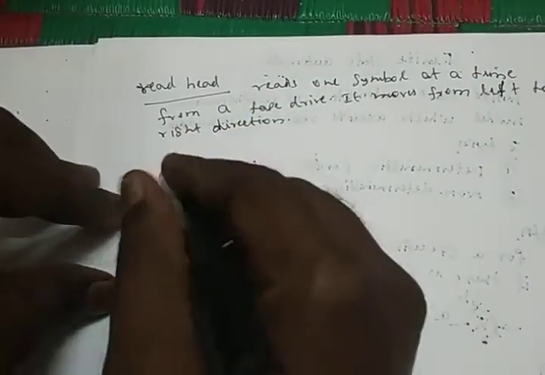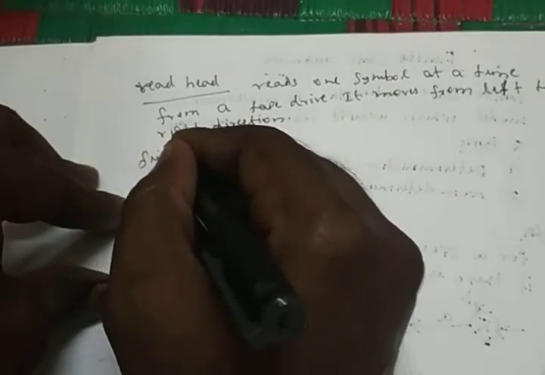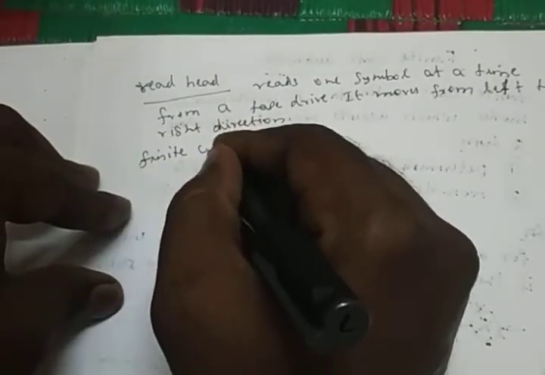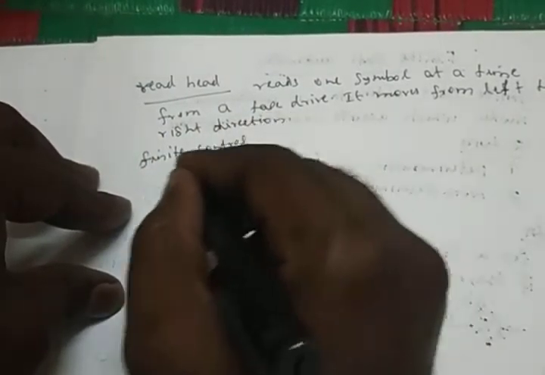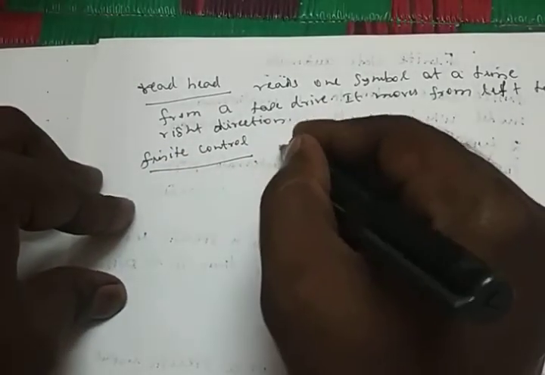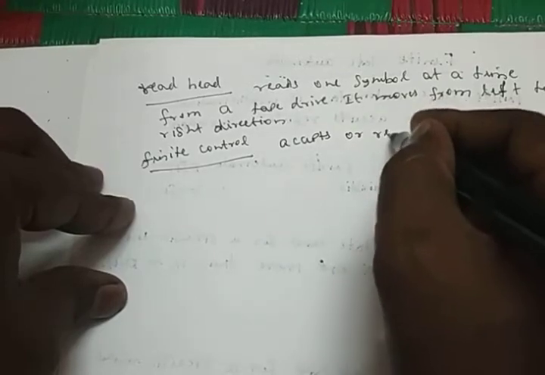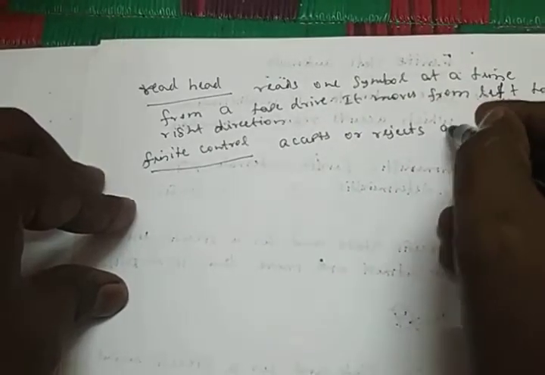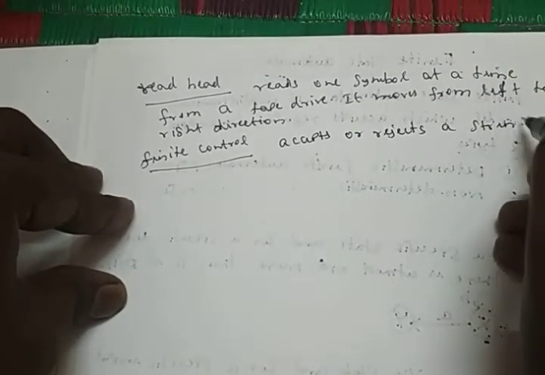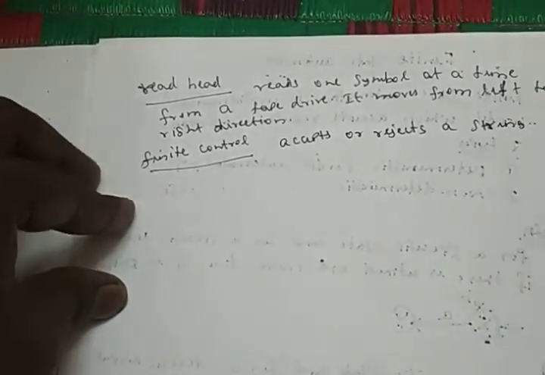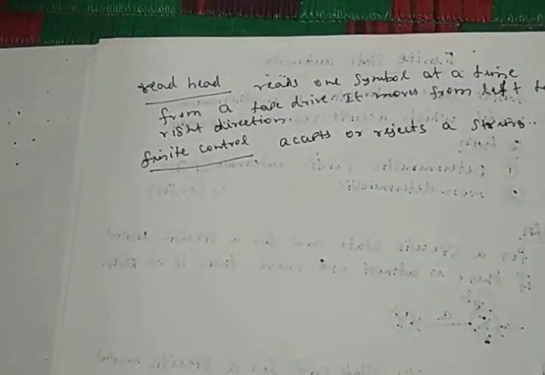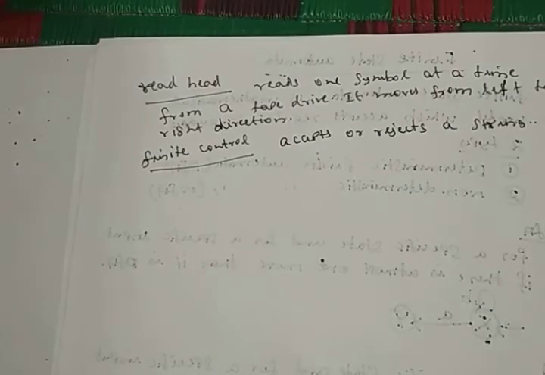And what is meant by finite control? So finite control accepts or rejects a string. It accepts or rejects a string based upon the language pattern which is fed inside the finite state machine.